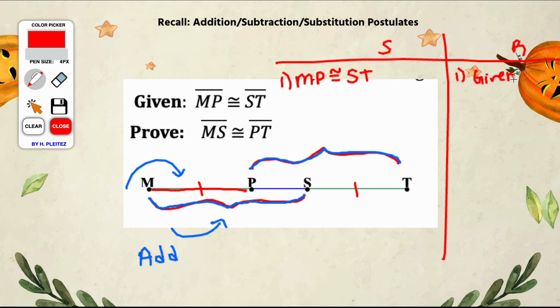Now again, the first thing that I like to get out of the way is if I see an overlapping segment or an overlapping angle, I like to use reflexive and get it out of the way so I don't forget. Now what I'm seeing is that in MS and PT, PS is a part of both of those, right? So PS is being shared by the two segments I'm trying to prove to be congruent. So PS is congruent to PS, and again, that's reflexive property.